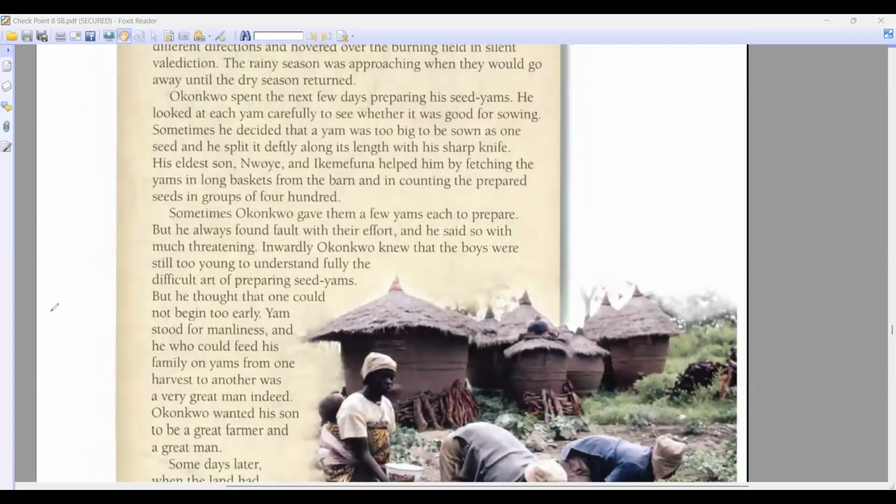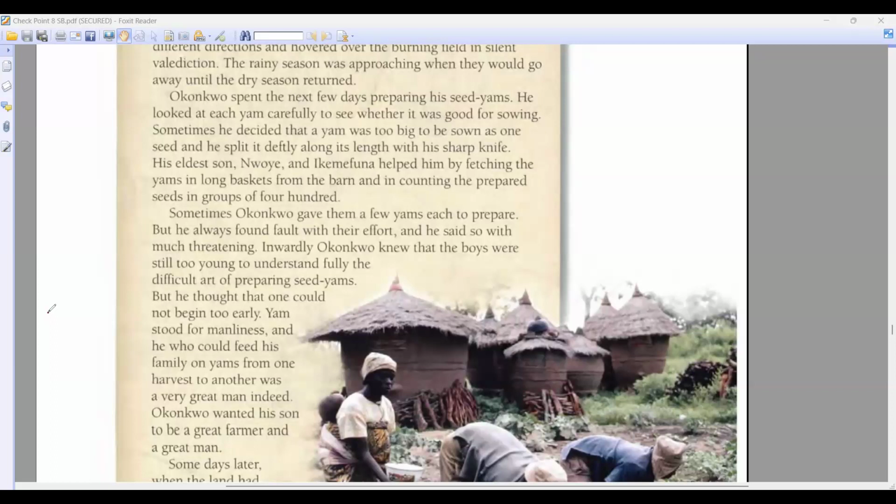Okonkwo spent the next few days preparing his seed yams. He looked at each yam carefully to see whether it was good for sowing. Sometimes he decided that a yam was too big to be sown as one seed, and he split it deftly along its length with his sharp knife. His eldest son, Nwoye, and Ikemefuna helped him by fetching yams in long baskets from the barn and counting the prepared seeds in groups of 400.